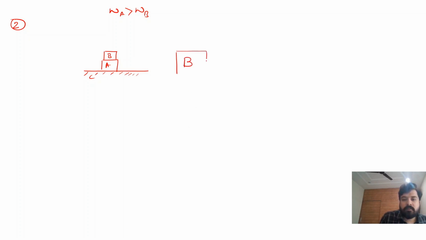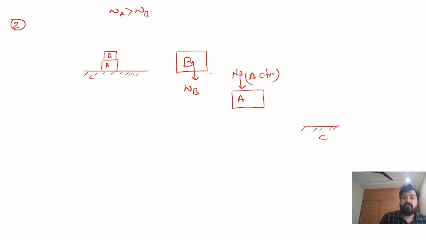Suppose this is block B, this is block A and this is surface C. First we will talk about B. Firstly we will draw a free body diagram of block B. There is a weight which acts on its center of mass in the downward direction, W B. Due to this load there is an action force acting on A, because block B is resting on block A. So B applies an action on block A, suppose this action is N B. There will be a reactive force applied by A on B, whose magnitude is the same but direction is opposite. This is the reaction force.